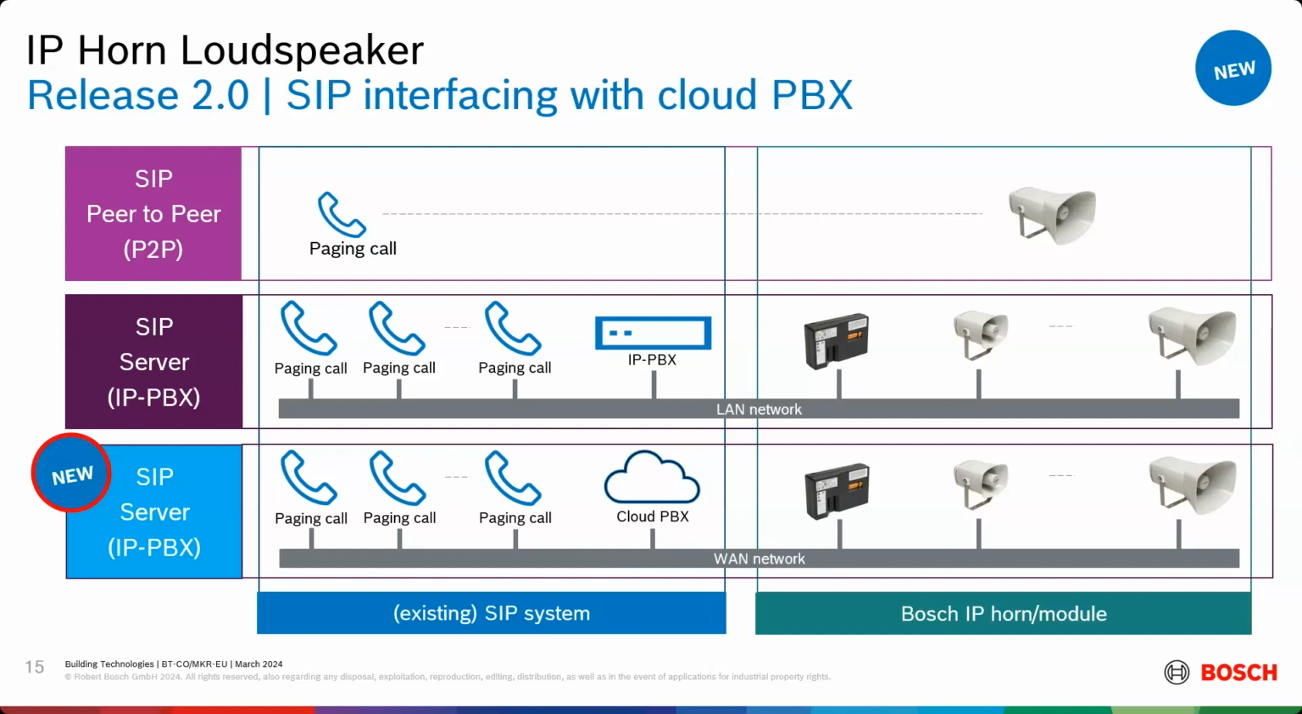But in addition to this, we have now also made this firmware suitable for cloud-based PBX, which was not possible before. So now with this new version, if you have a virtual PBX running in the cloud, it is also possible to use that service and make calls from a VoIP telephone through the cloud PBX to any of the IP horn loudspeakers or IP audio modules.